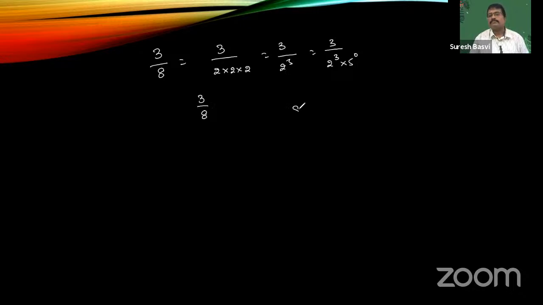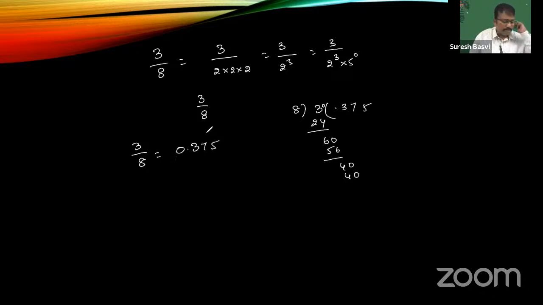3/8. So 0 is there. Point. 8 3s are 24. 6 is there. 60. 8 7s are 56. 4 is there. 8 5s are 40. So 3/8 can be written as 0.375. Am I right, Nana? 3/8 can be written as 0.375. Next, what is the second problem?